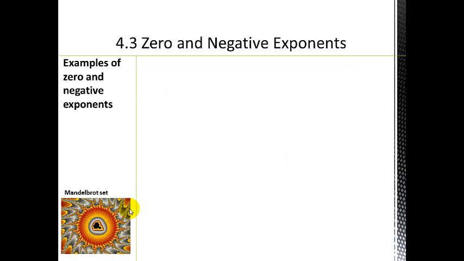So let's take a look at some examples. So 7 to the zero power. All right, anything to the zero is going to be 1. We like those.